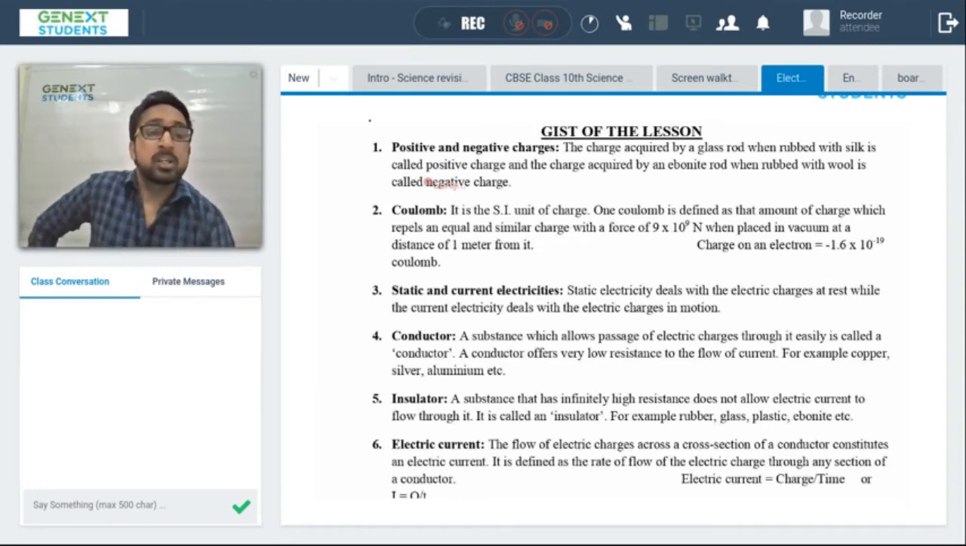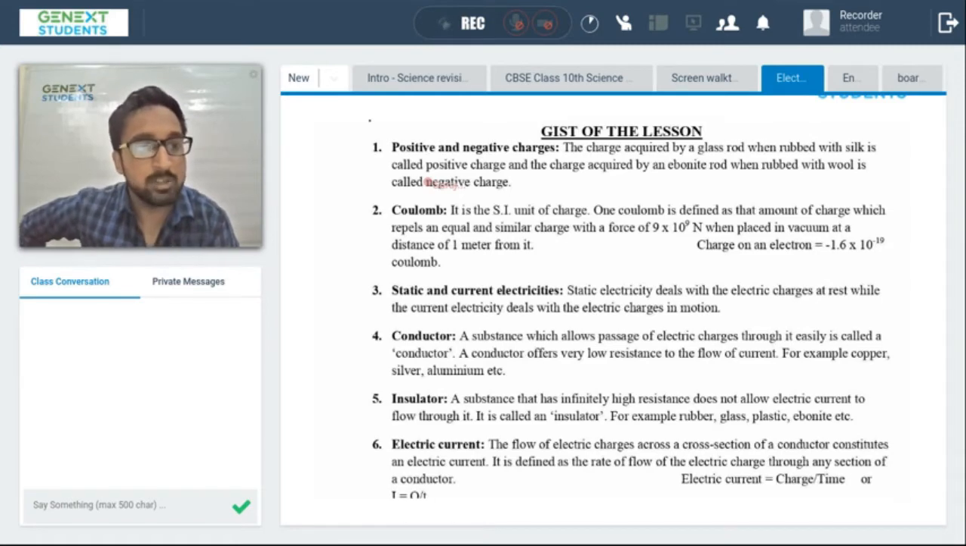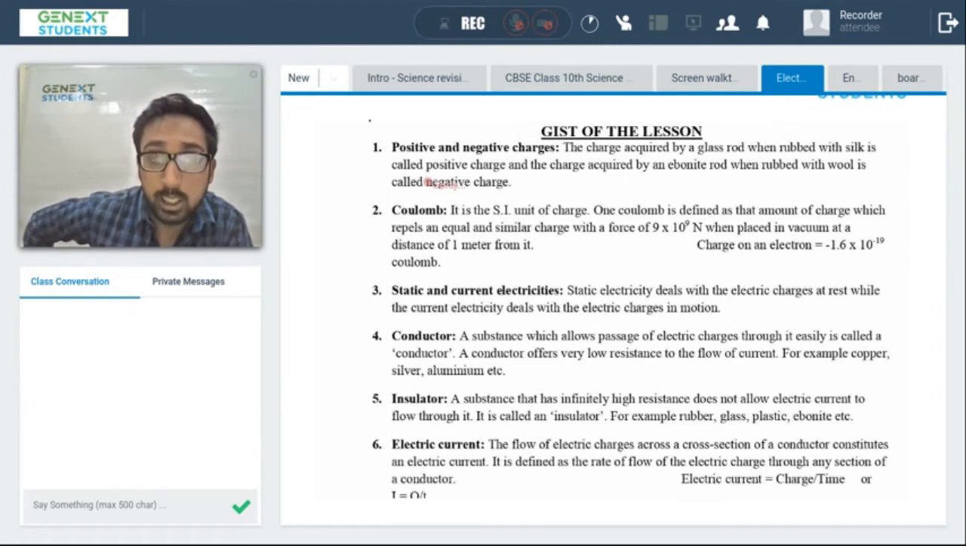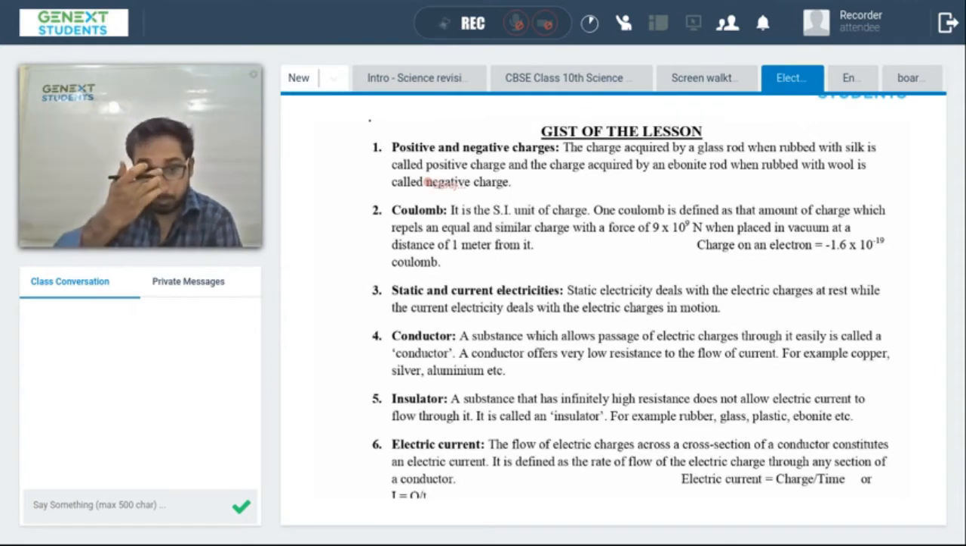That's it. Absence of electrons means positivity there, and presence of electrons means negativity there. Therefore, electrons are negatively charged and protons are positively charged. What is the unit of charge? It is coulomb, right? And what is the value of charge? It is 1.6 into 10 to the power minus 19, right?